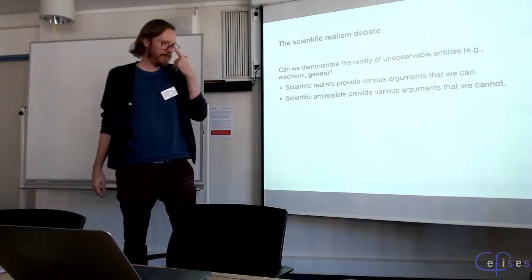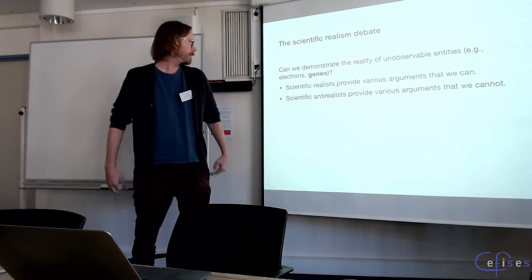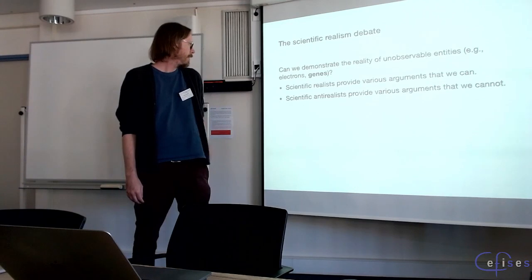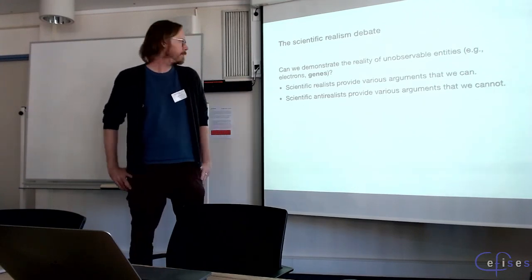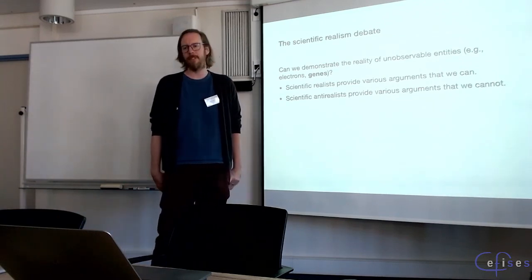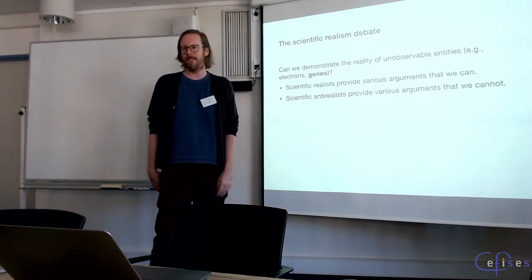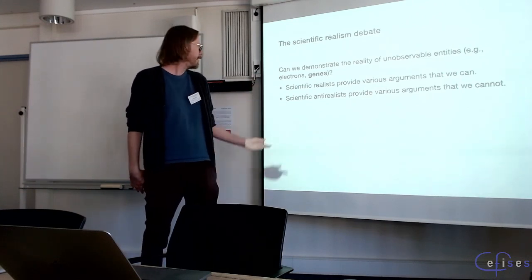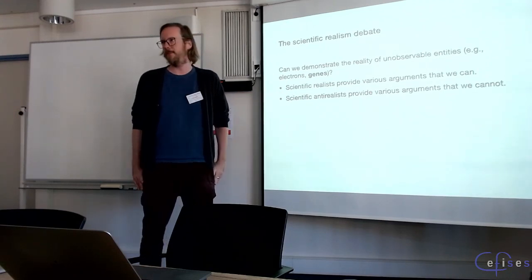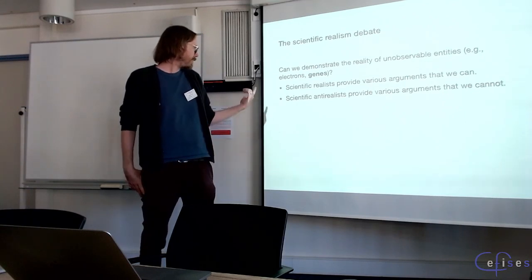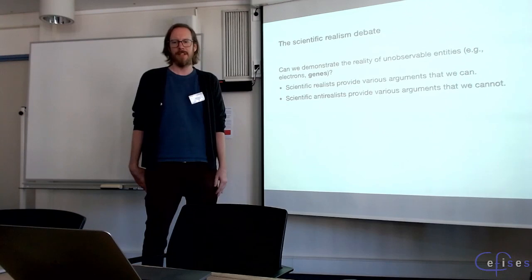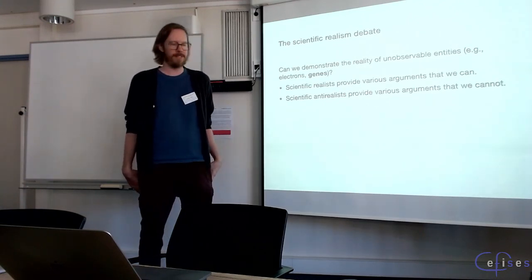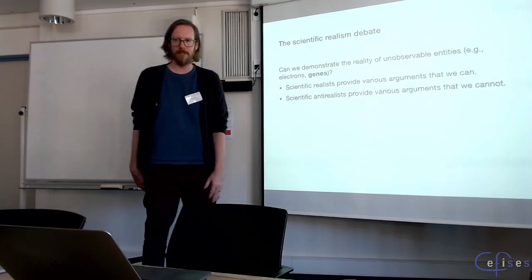Okay. So I just wanted to start with a brief introduction to the scientific realism debate. This paper is supposed to be some kind of contribution to that debate. One of the questions that philosophers ask in this debate is, can we demonstrate the reality of unobservable entities? There are some paradigm cases of unobservable entities. Philosophers love electrons, that's one of the standard cases, right? And also genes, and that's the case that we focus on in this work. So basically, to a first approximation, you can say that scientific realists provide various arguments that we can demonstrate the reality of unobservable entities, while scientific anti-realists provide various arguments that we cannot.